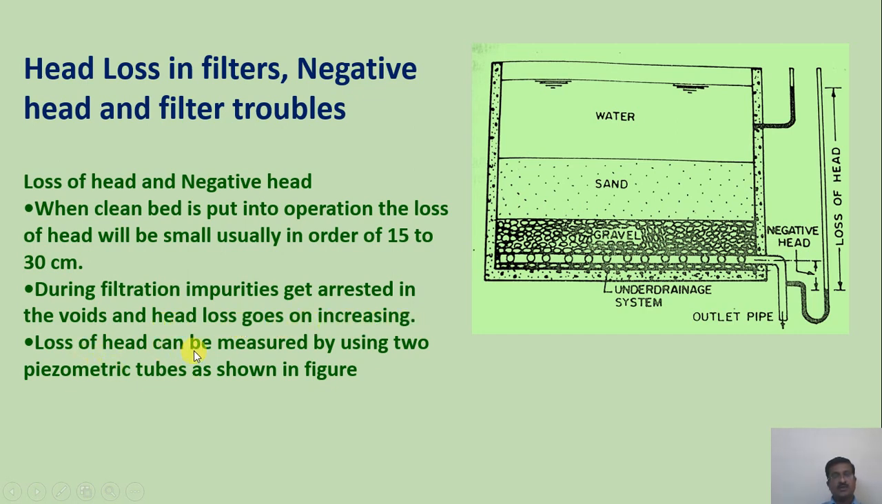The loss of head can be measured by using two piezometric tubes as shown in the figure. You can see here the piezometric tubes are provided, one at this point or here, and the negative head loss also can be measured here. And the total head loss is shown here. We have to keep watch on this to properly maintain the filtration rate.